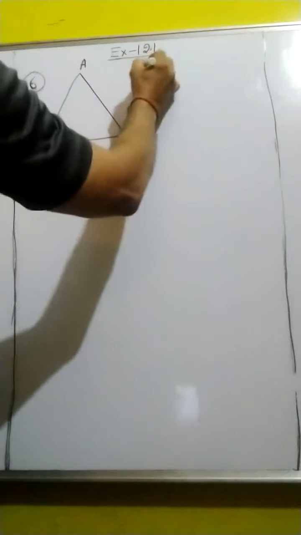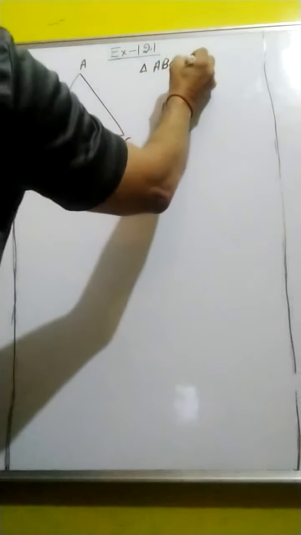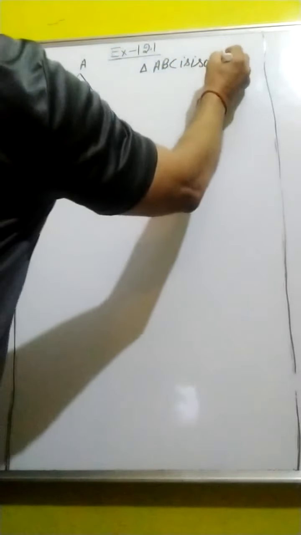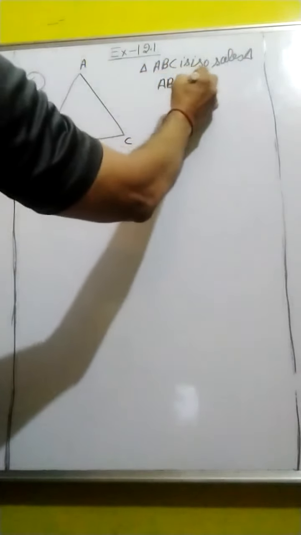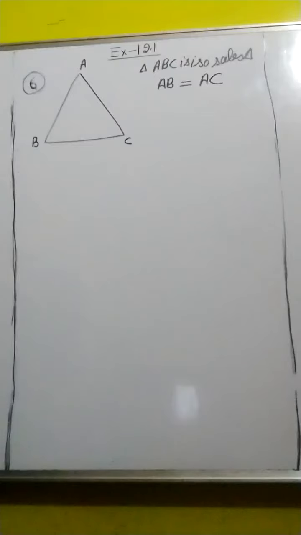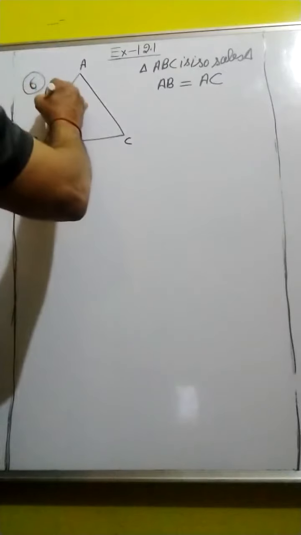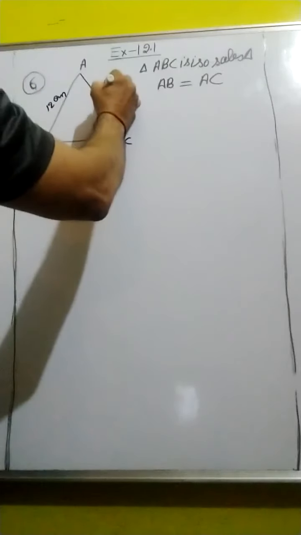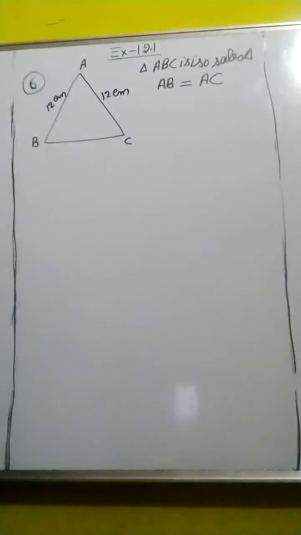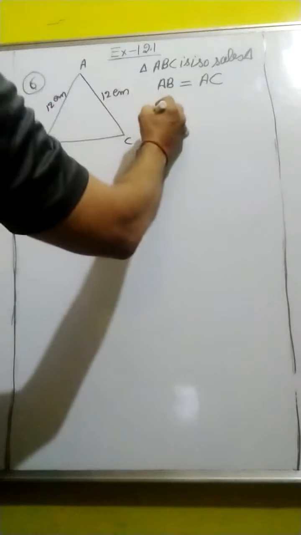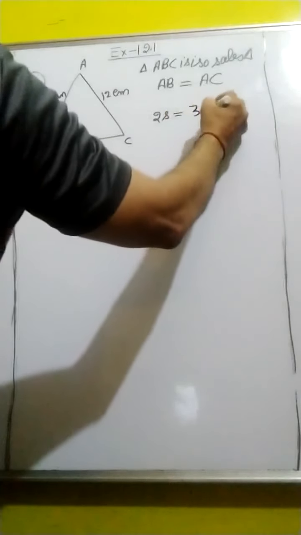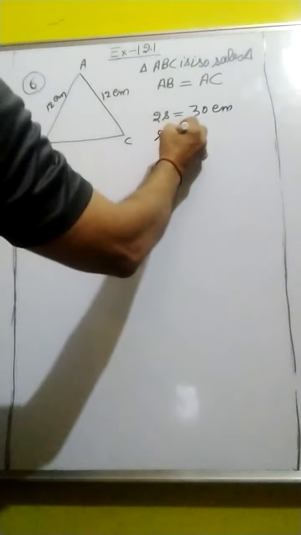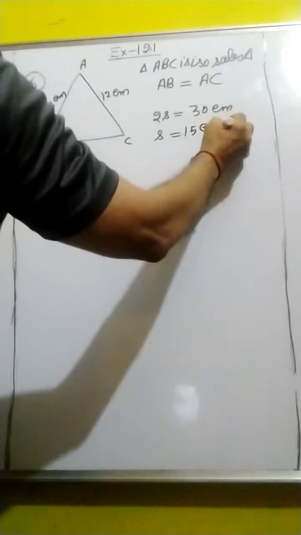So let triangle ABC be an isosceles triangle and side AB is equal to side AC. Now it is given in the question that each equal side is 12 centimeter. So the equal sides are 12 centimeter and perimeter means 2s is equal to 30 centimeter. So s will be 15 centimeter.